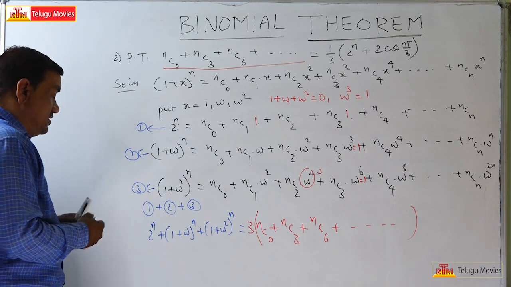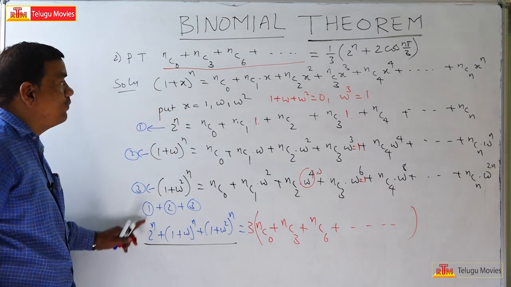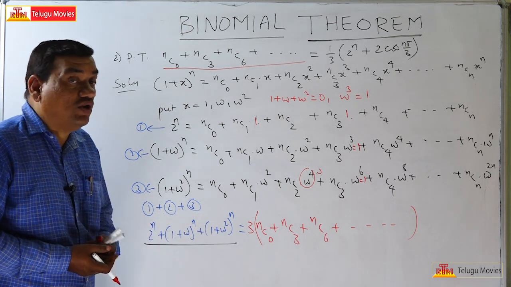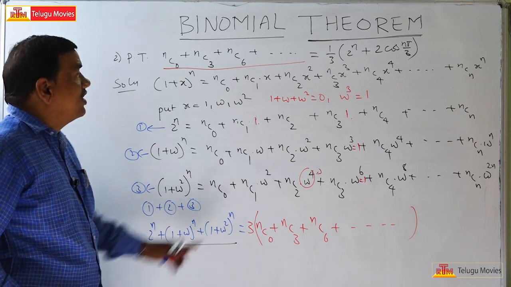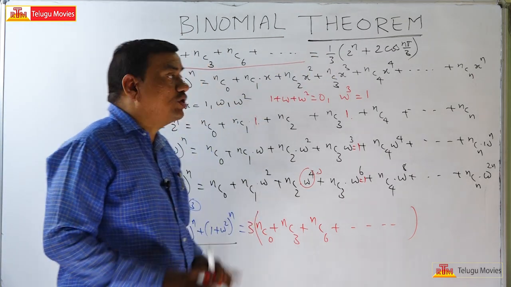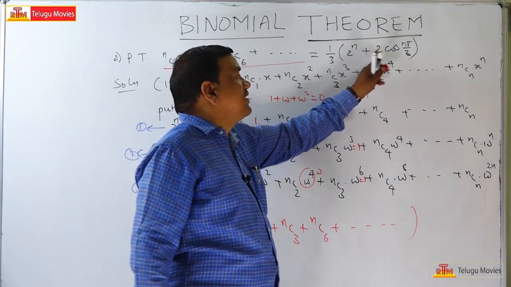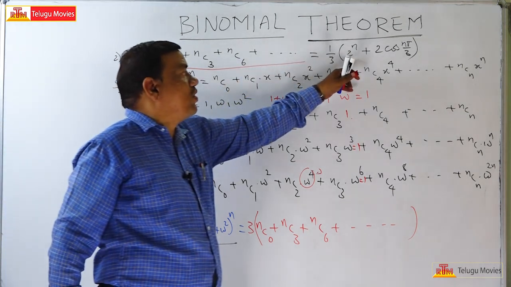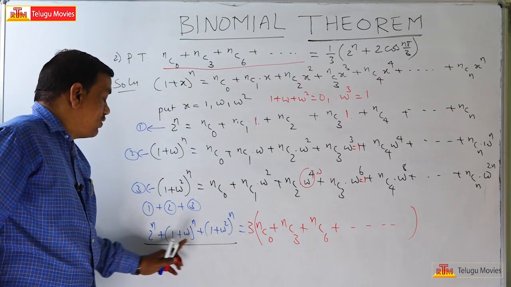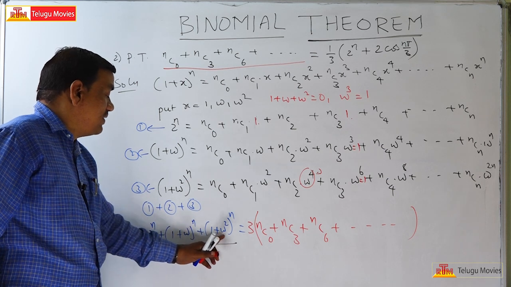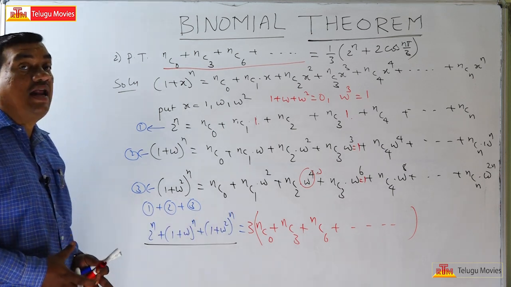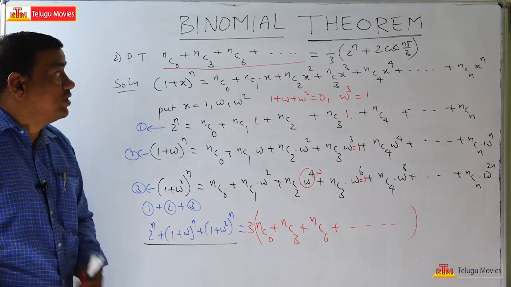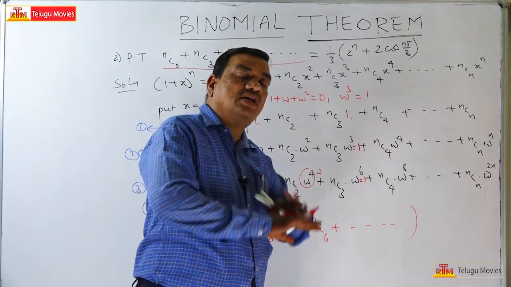Now the answer: if you find out this value, that is 2 power n plus (1 plus omega) whole power n plus (1 plus omega square) whole power n, and if you divide with the 3, already 1 by 3 is there. If you show that, this value is 2 power n plus 2 times cos n pi by 3; the 2 power n is already there. So, these two values, (1 plus omega) whole power n plus (1 plus omega square) whole power n, if you are able to show that this is 2 times cos n pi by 3, the problem is over.